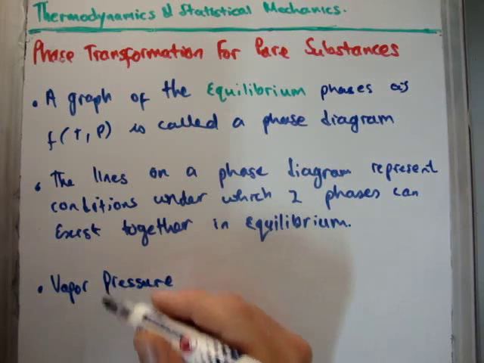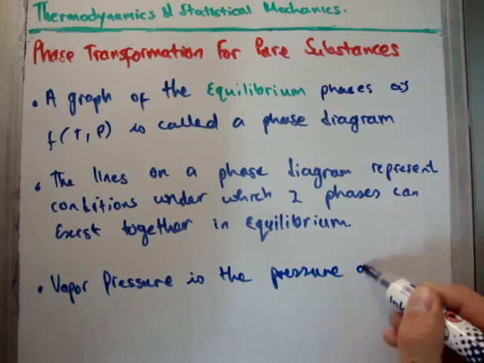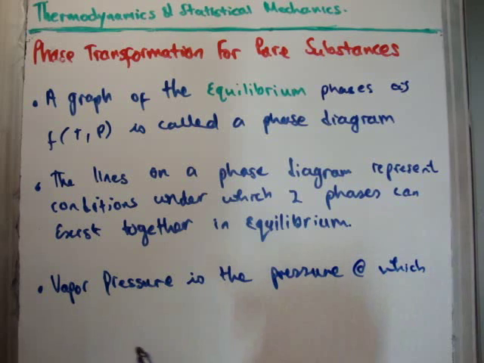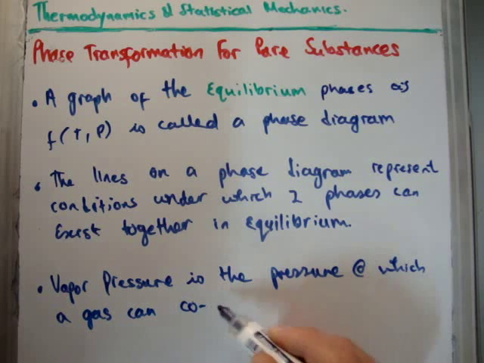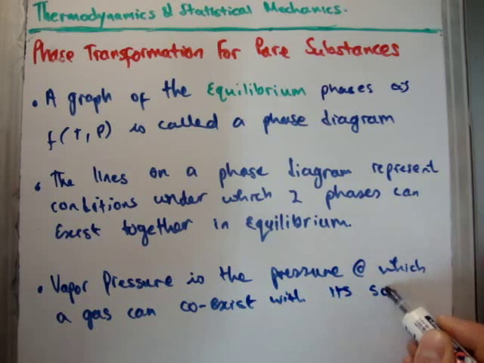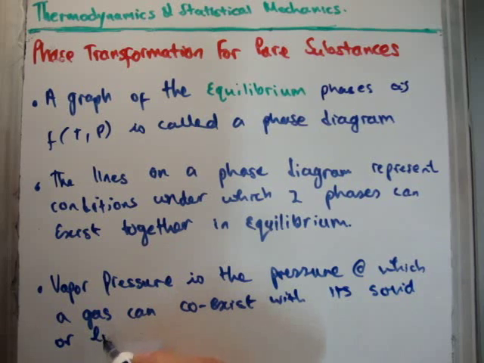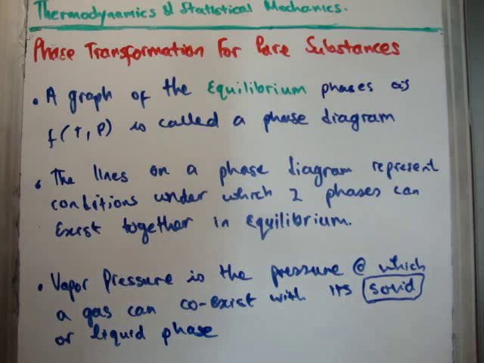The vapor pressure is the pressure at which a gas can coexist with its solid or liquid phase. Now you might say, hold up a second, wasn't I saying that you couldn't have solids and gases living together? But you can, under particular conditions. And I'm going to discuss when something might be coexisting between its solid and gas phase.